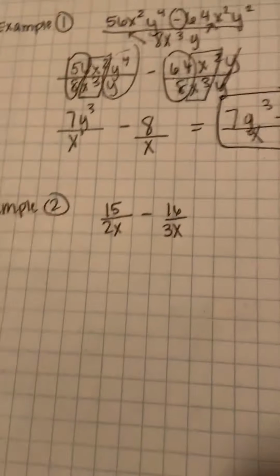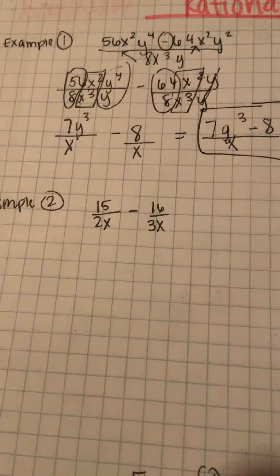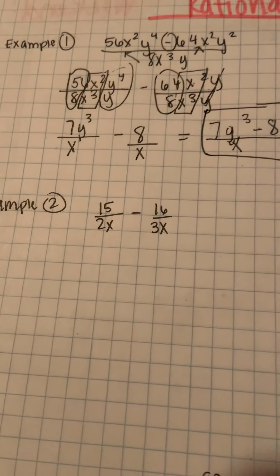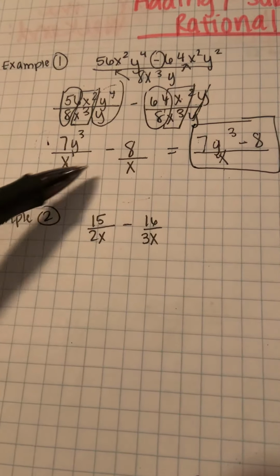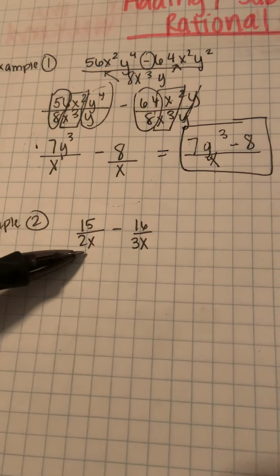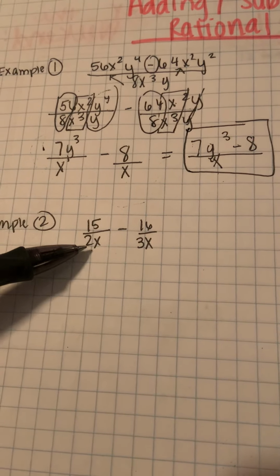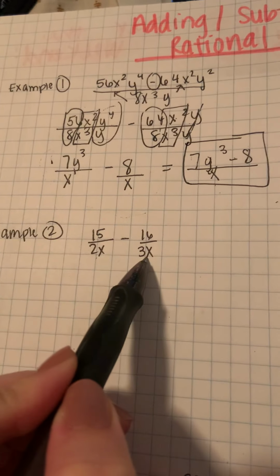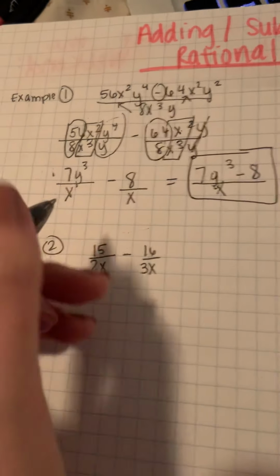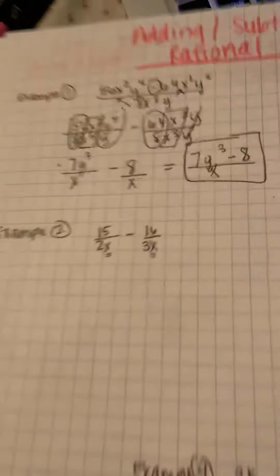All right, let's look at one that's slightly different. So if I do 15 over 2x minus 16 over 3x, well, this is a little different than it was up here because I don't have common denominators, right? So I got to figure out something a little bit different here. Before I can do 15 minus 16, I need to get the 2 and the 3 to match. The x's are cool, so I'm going to just leave those x's be. They're great. Let's just get the 2 and the 3 to match.